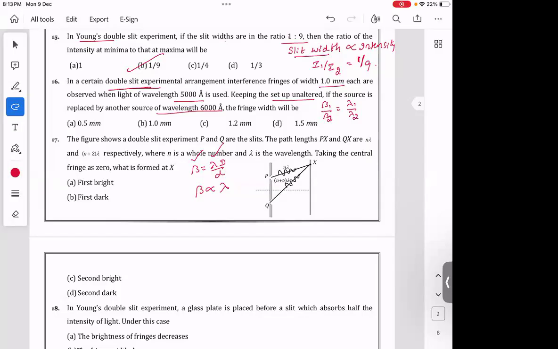So what is the first fringe width? It is 1 millimeter divided by beta 2. The first wavelength is 5000 angstrom. The second wavelength is 6000 angstrom. So cross multiplication, beta 2 will be equal to 6 by 5, which means it is 1.2 millimeter. So option C will be the answer.